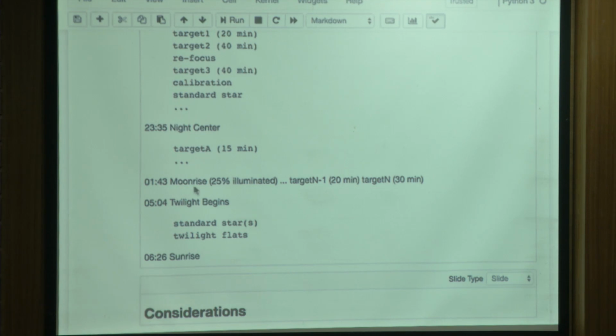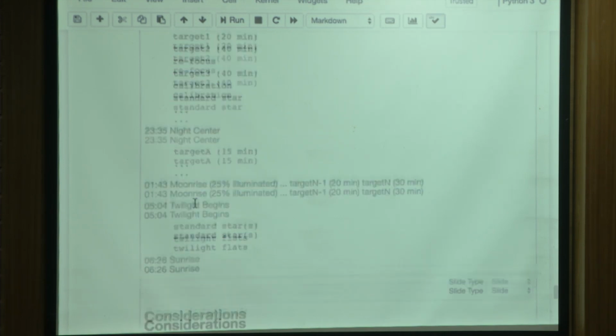It's bright, and anywhere near the moon, you're not going to be able to do any observations if you have a faint target. And then when's the end of the night? When's the twilight start, and when does the sun come up? So I write down those times on this file, and then I start filling in what I want to do.